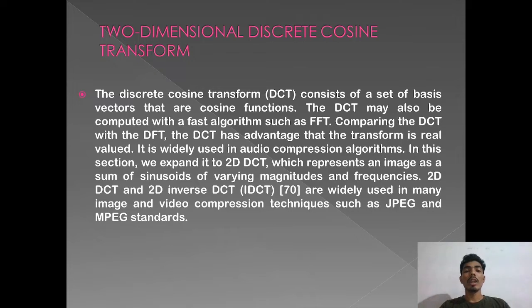In this section, we expand it to the 2D DCT, which represents an image as a sum of sinusoids of varying magnitudes and frequencies. The 2D DCT and 2D inverse DCT, that is IDCT, are widely used in many image and video compression techniques such as the JPEG and MPEG standards.